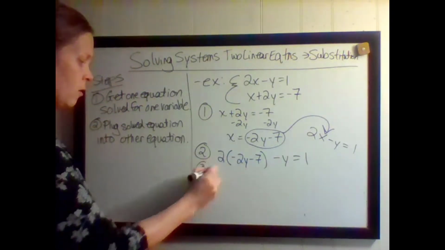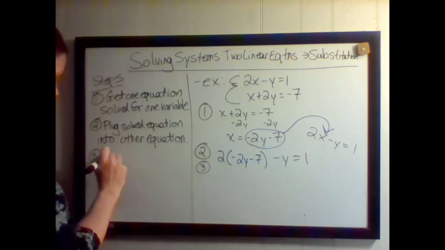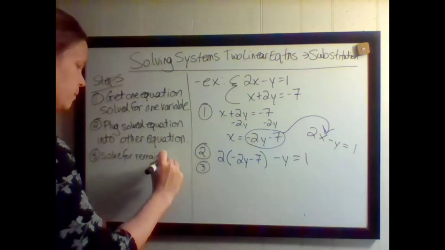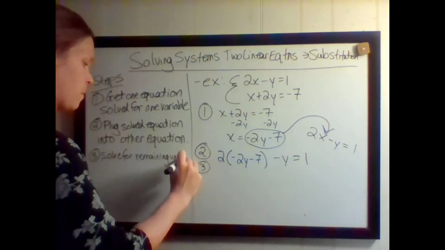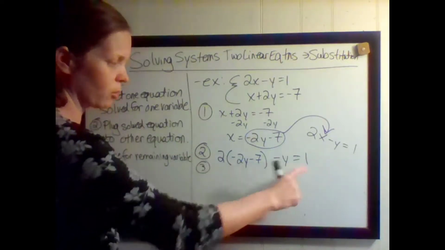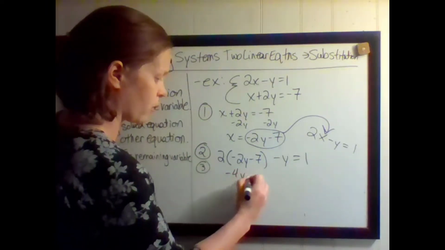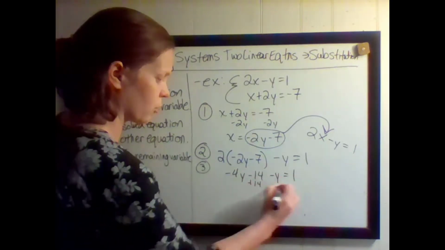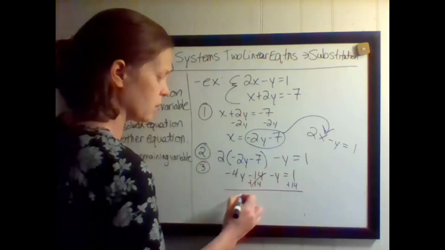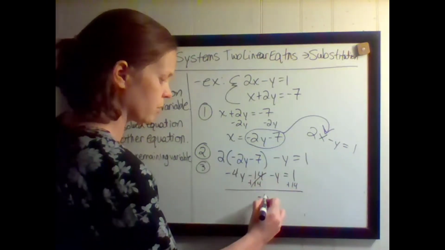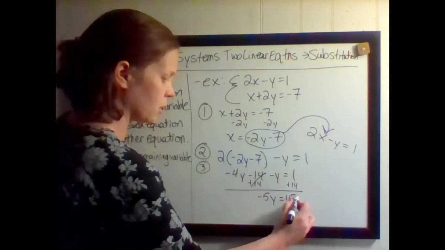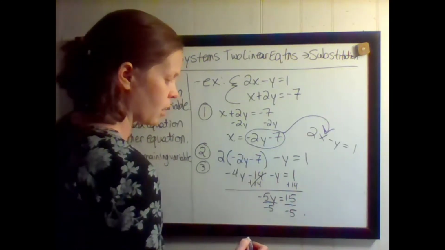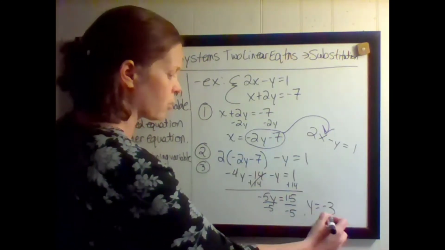Okay, so then step 3, I can solve for the remaining variable. Solve for the remaining variable, because now I only have y's. So I've got -4y minus 14 minus y equals 1. Add the 14 to the other side. At the same time, I'm going to combine -4y and -y is -5y equals 15. So divide by -5, and I get y equals -3.